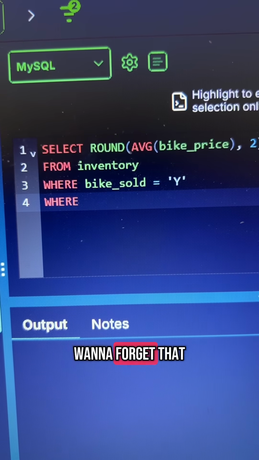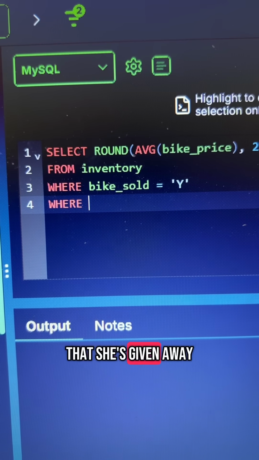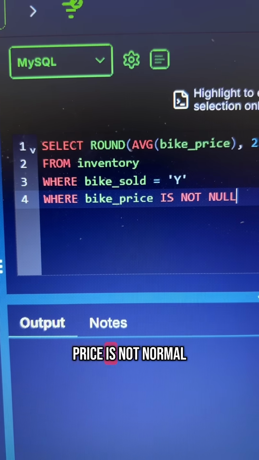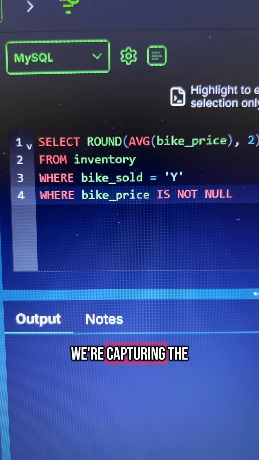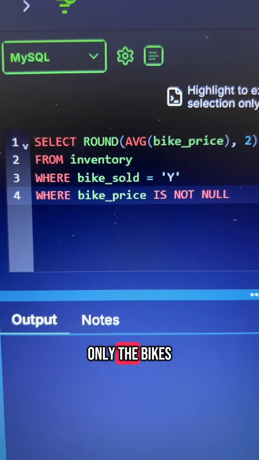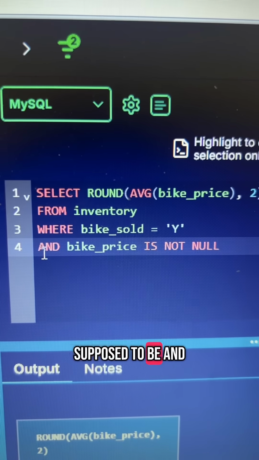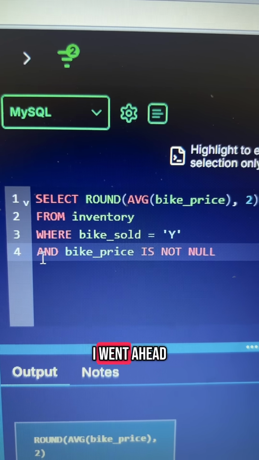However, we don't want to forget that Sarah marks bikes that she's given away as sold as well, so we also want to do where bike price is not null, so this way we're capturing the average price of only the bikes that were actually sold and not given away. This is supposed to be AND, not WHERE, so I went ahead and fixed that.